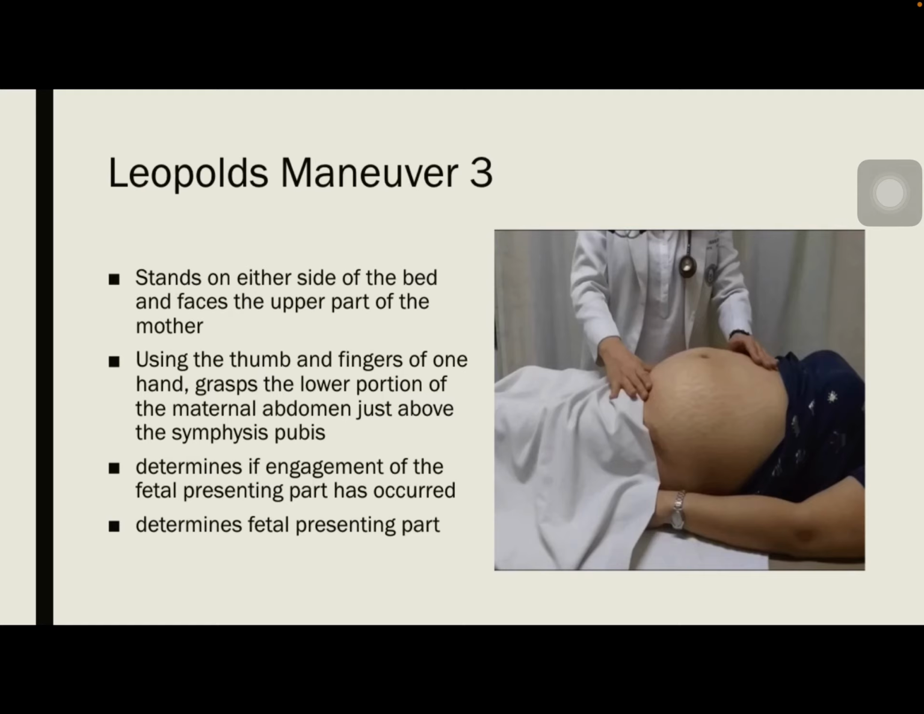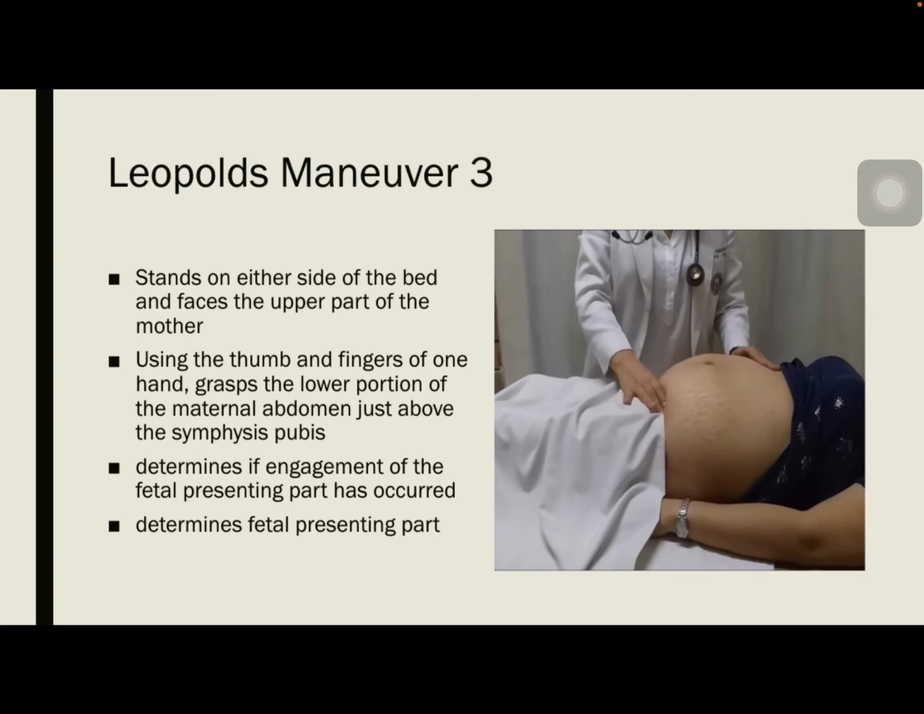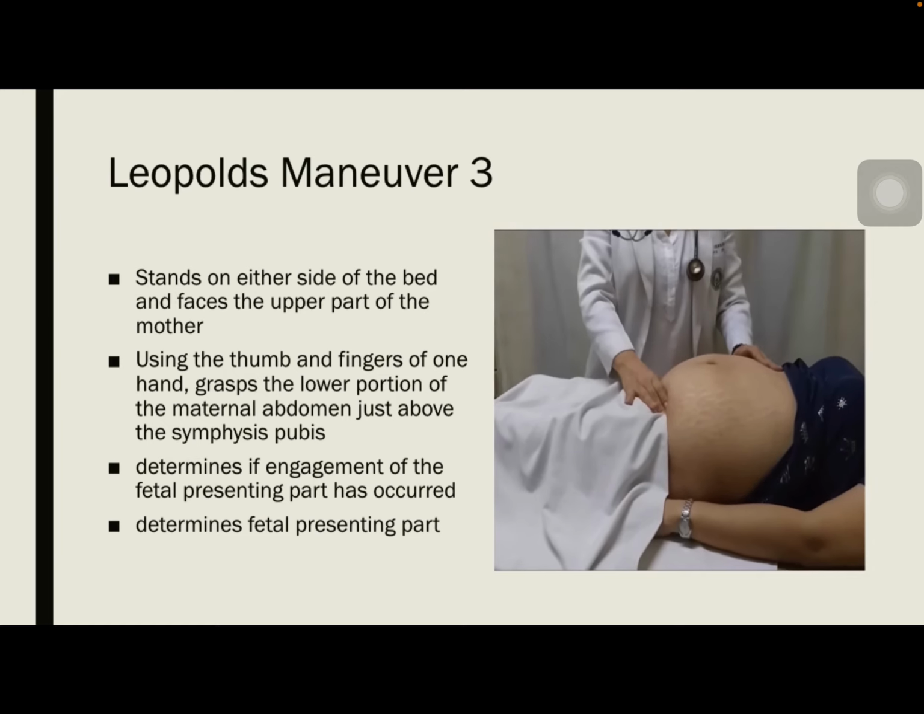So for Leopold's maneuver 3, you still face the mother. Using the thumb and fingers of one hand, grasp the lower portion of the maternal abdomen just above the symphysis pubis. Determine if engagement of the fetal presenting part has occurred. If not engaged, a movable body part will be felt just above the symphysis pubis.